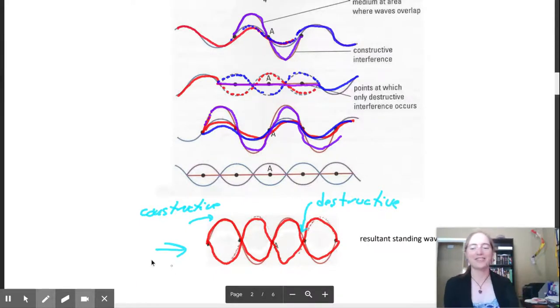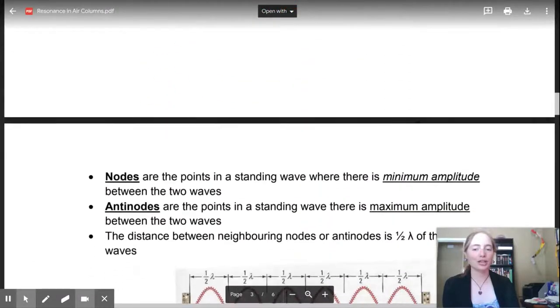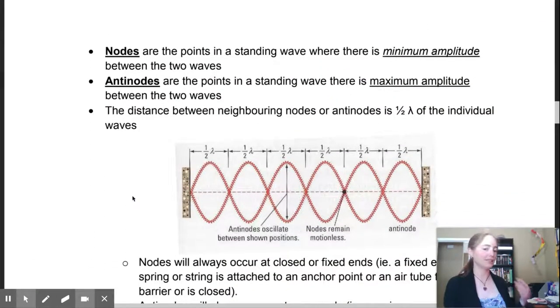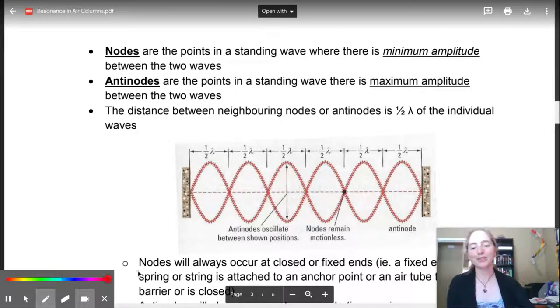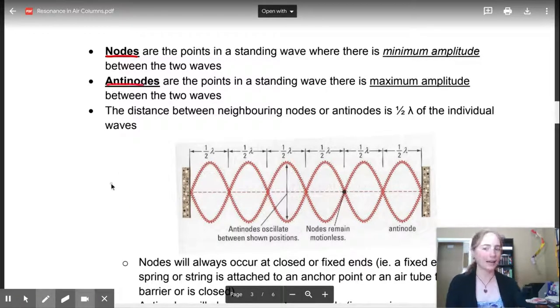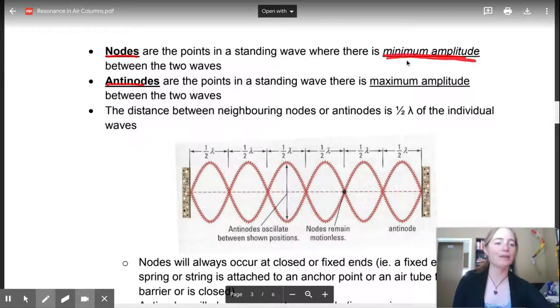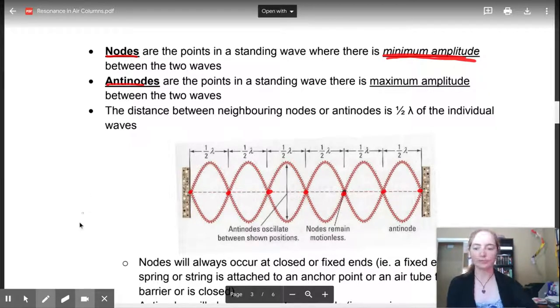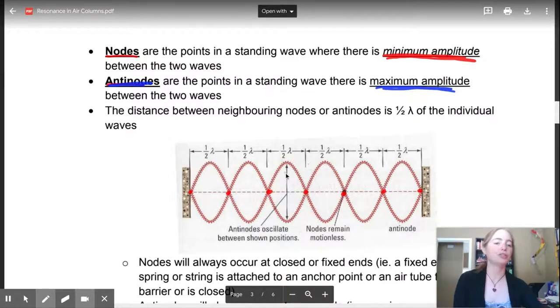Alrighty. So let's go on to talk a little bit about some of the important points in a standing wave. In your standing wave, we're going to have nodes and antinodes. Nodes are the points where there is minimum amplitude. So these red dots here are the nodes, where the amplitude is the minimum. An antinode, ladies and gentlemen, I'll do in blue. These are the points where the amplitude is at its maximum. So these blue dots are the antinodes.